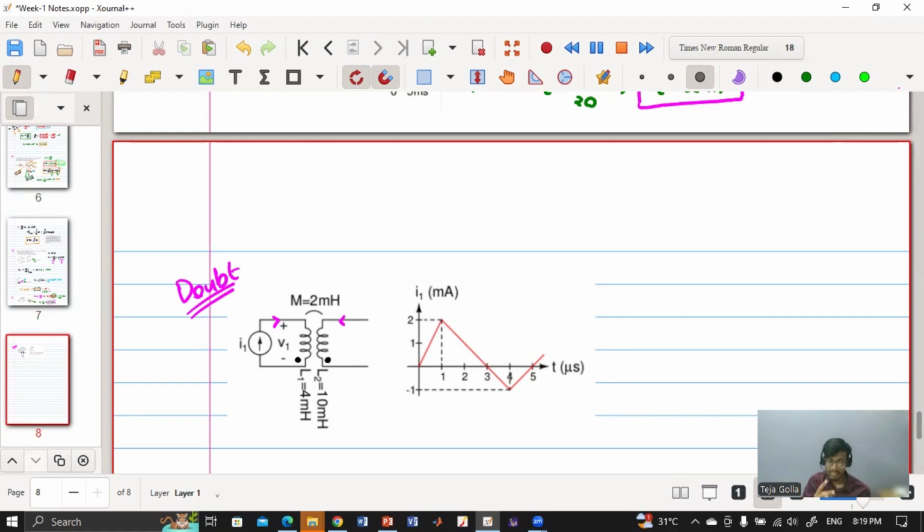So this will also fall under case one. Why? Because the currents are either entering or leaving the dot in both the cases. The change is that this is the positive terminal, this is the negative terminal, this is the positive terminal, and this is the negative terminal. And the entire thing remains the same. Yes, sir.